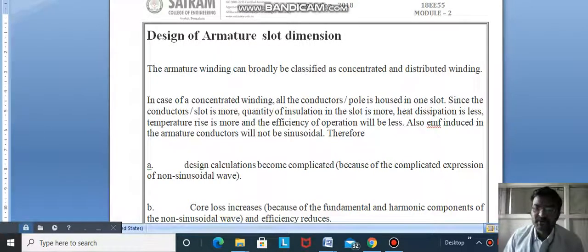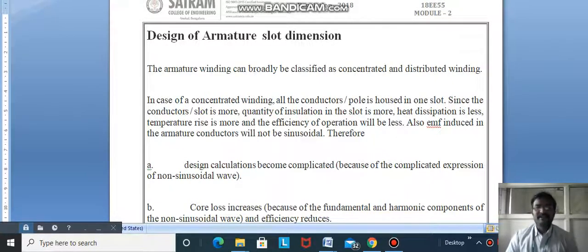Hi to all. In this video, we are going to see about the design of armature slot dimension. The armature windings can broadly be classified into concentrated and distributed winding. Concentrated means the coils are wound in a particular area. Distributed winding means the coil is spread all over the machine.